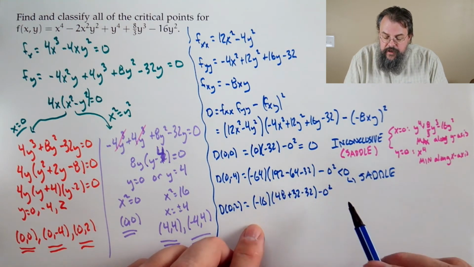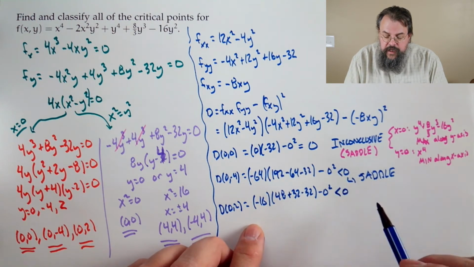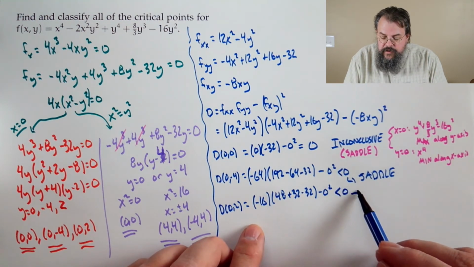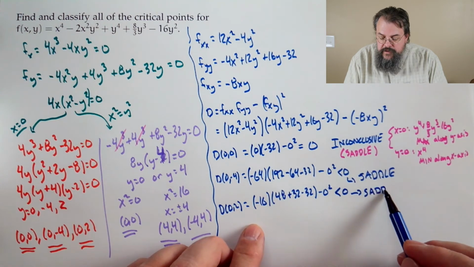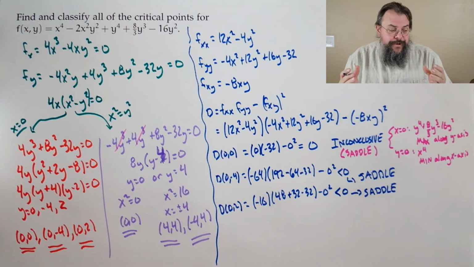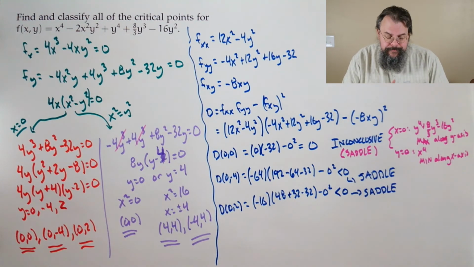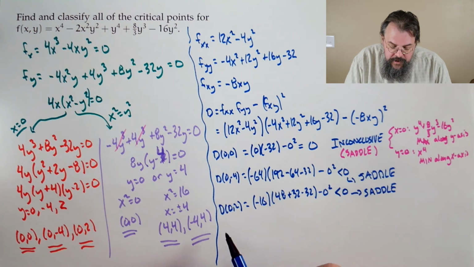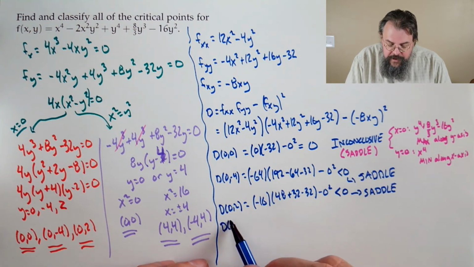Positive times negative, well, that's going to make the whole thing negative. So also a saddle. Wow. So far, 3 for 3 are saddles. Well, could be all saddles. It's possible. Can't rule it out. Not yet. Okay, well, 4, 4.